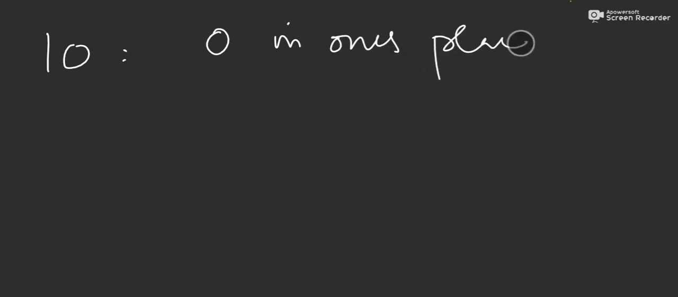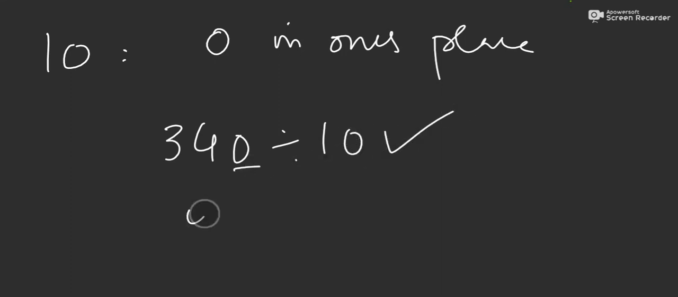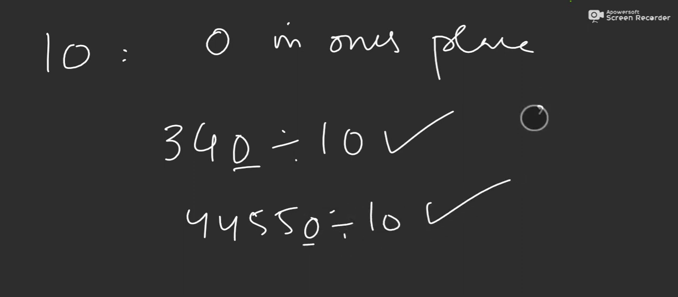That's all. Now we are moving further to the last one. The divisibility rule for 10 says that if there is a 0 in the one's place, then that number can be divided by 10. Let's suppose I am giving you 340. Can it be divided by 10? Yes, because there is a 0. 44550 can be divided by 10. Yes, because there is a 0. 3445 can be divided by 10? No, because there is no 0.